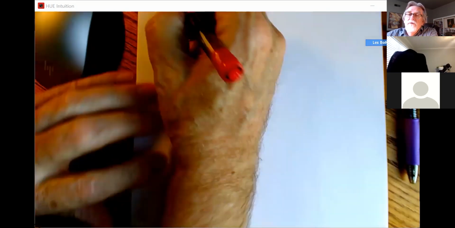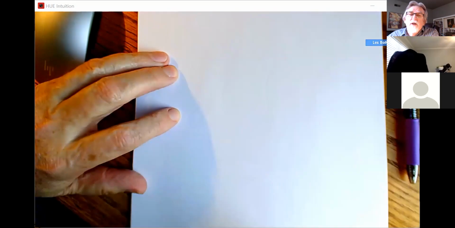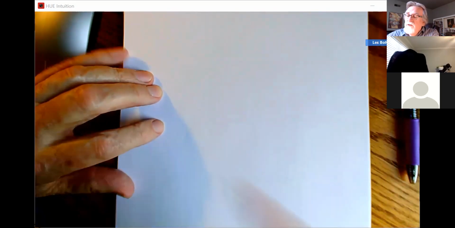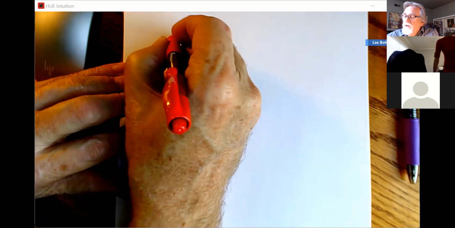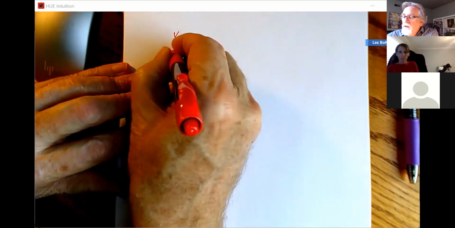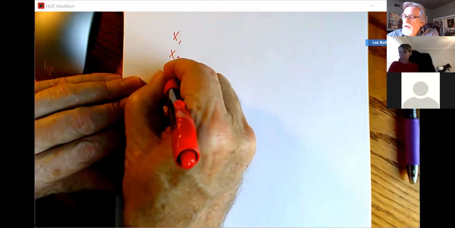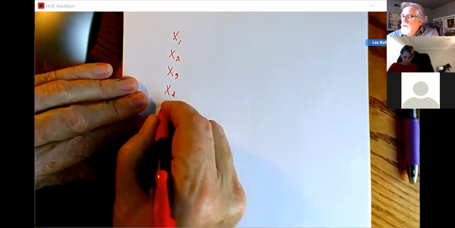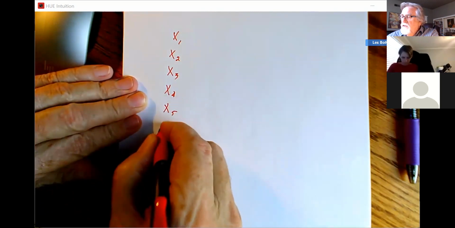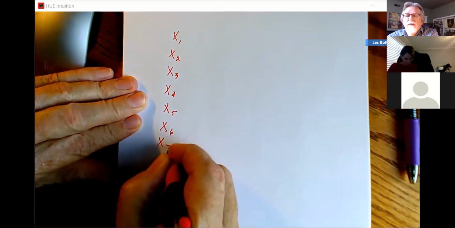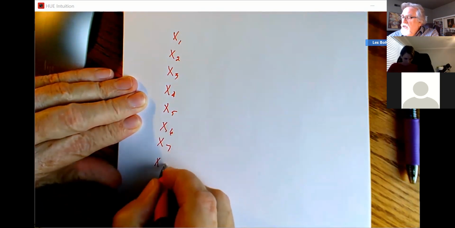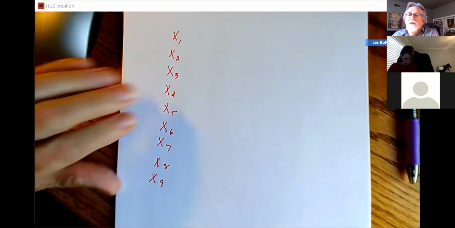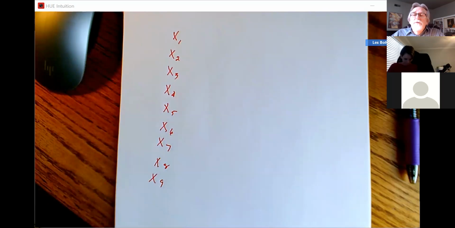So let's say we have a set of numbers, and for the sake of argument, I'll not use real numbers for this. I'll just use indicators. So we'll do x1, x2, x3, x4, x5, x6, x7, x8, and x9. And so those are 9 separate numbers.